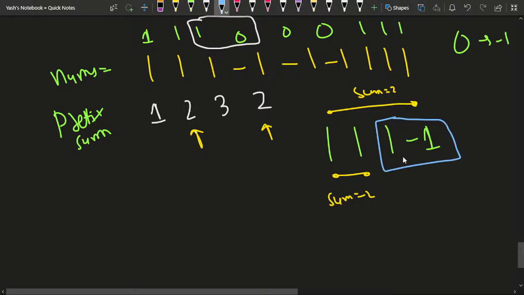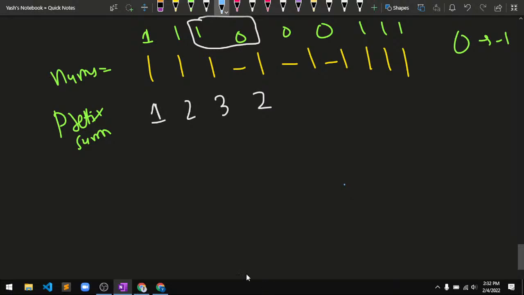So this is the part that we have. This part is having a sum of 0, right? Because if I had the sum as 2 here and the sum as 2 here, that would simply indicate that this much part has sum 0.